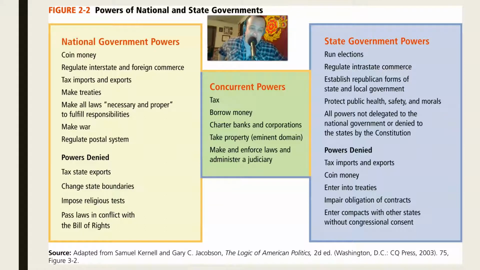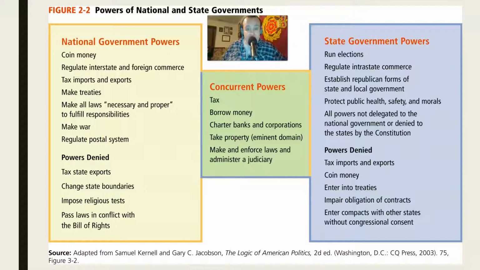Powers that the national government does not have. They cannot impose religious tests. They cannot pass laws in conflict with the Bill of Rights, which again is the first 10 amendments to the Constitution. Now, do they pass laws that conflict with the Bill of Rights? Yeah. Again, it's the system as it's set up and the system we've got, and they don't necessarily conflate all the time.